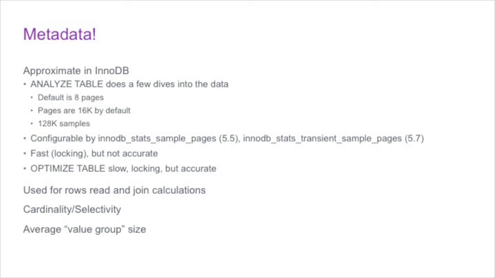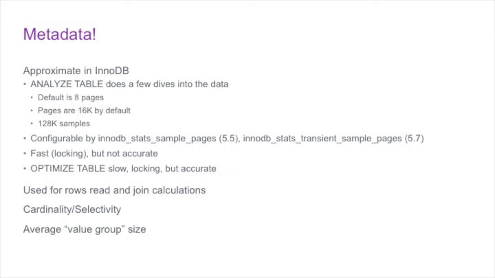It is configurable by variables. There are different variables in 5.5 and 5.7. It's called innodb_stats_sample_pages in 5.5, innodb_stats_transient_sample_pages in 5.7. These are default Oracle MySQL variables. They're not Percona or anything like that.